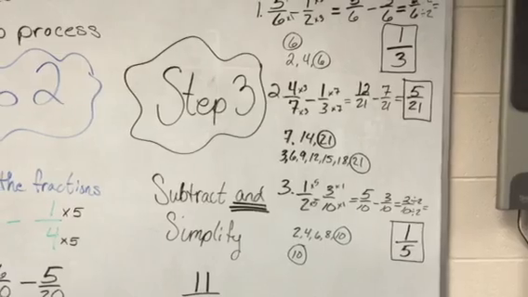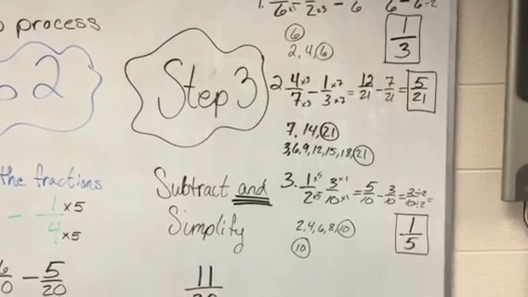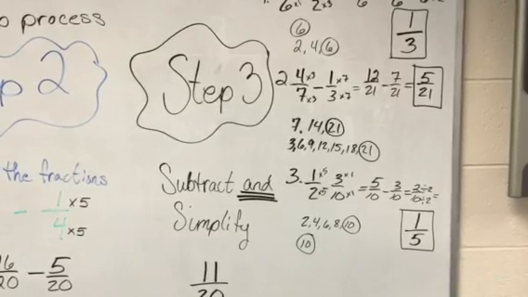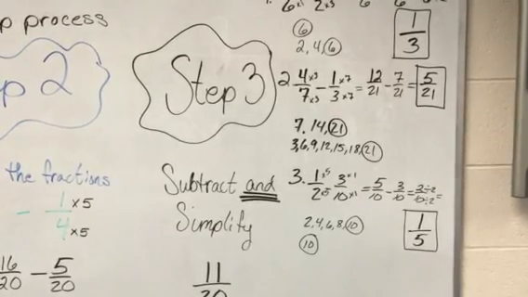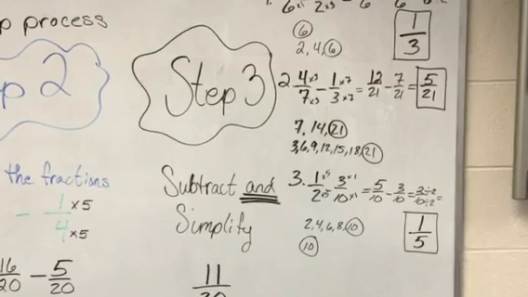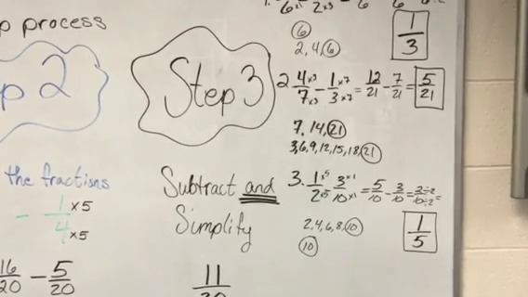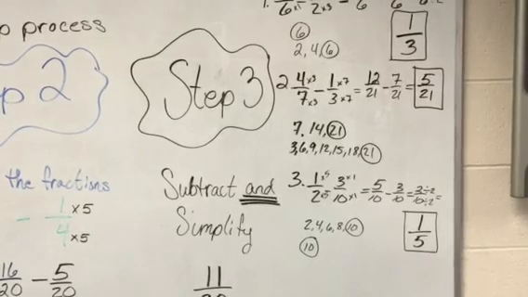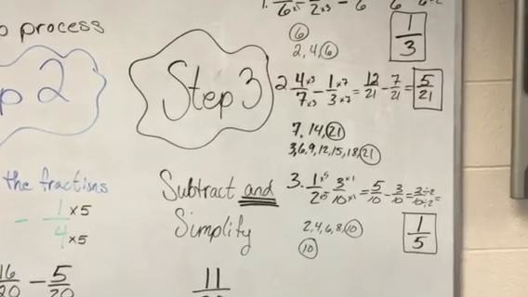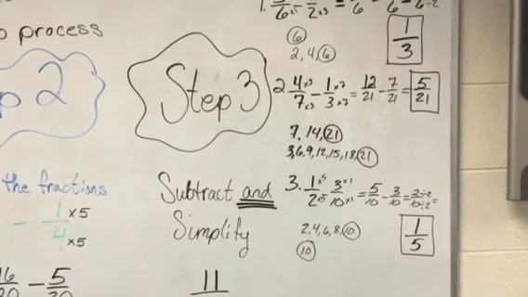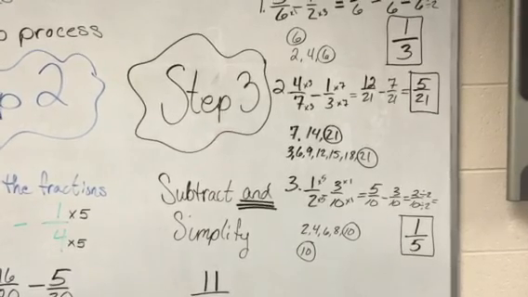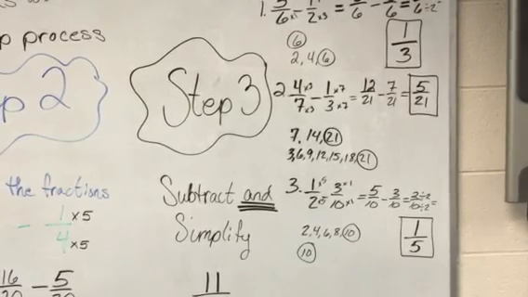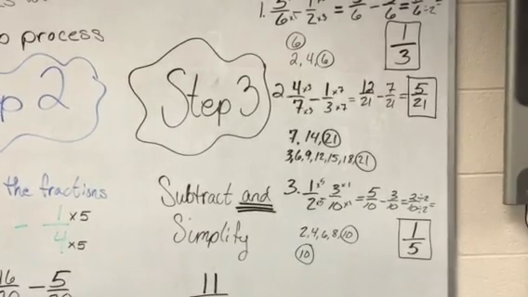If you look at question 2, 4/7 minus 1/3, I do the same steps. I first find the common denominator. In this case, it's 21. And then I'm going to rename the fractions. 4/7 I'm going to rename as 12/21, and 1/3 I'm going to rename as 7/21. Then I'm going to subtract and simplify. 12 minus 7 gives me a numerator of 5. And I continue the denominator staying the same, and so I have 5/21. I cannot simplify that at all, so my answer is 5/21.